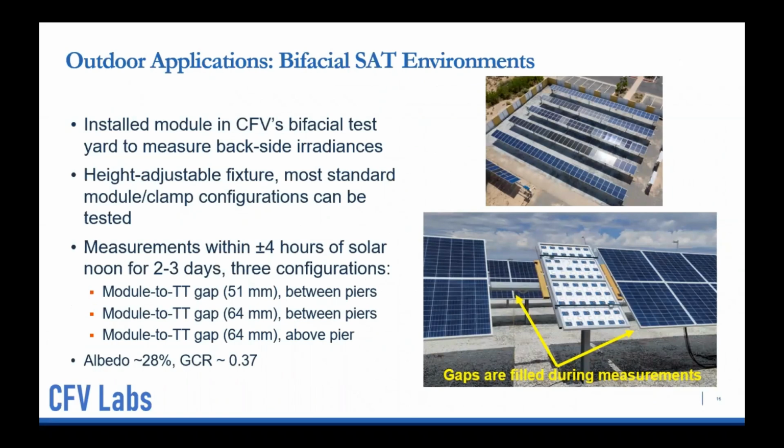The first one is what I refer to as clamp 1, which is with a module to torque tube gap of 51 millimeters, and this was installed between piers, basically in a position kind of like here. Then we have a torque tube gap of 64 millimeters, also installed between piers. And then I took the module and installed it with a slightly taller clamp or larger gap of 64 millimeters to investigate whether we actually see pier-induced changes in the non-uniformity on the backside. All this testing was conducted with an albedo of approximately 28% in the test yard with a GCR of about 0.37.